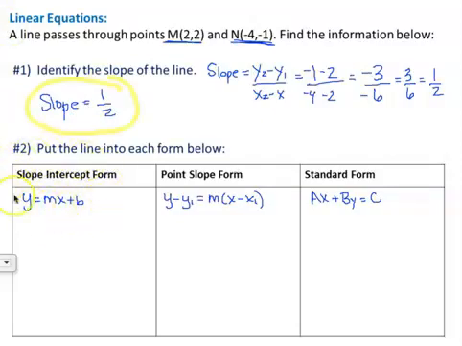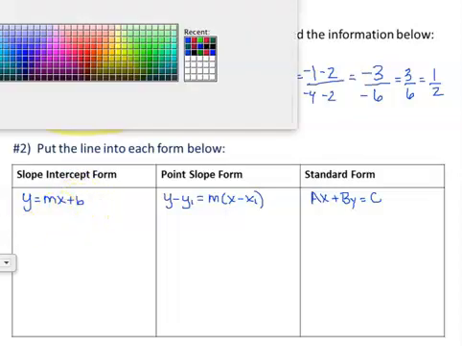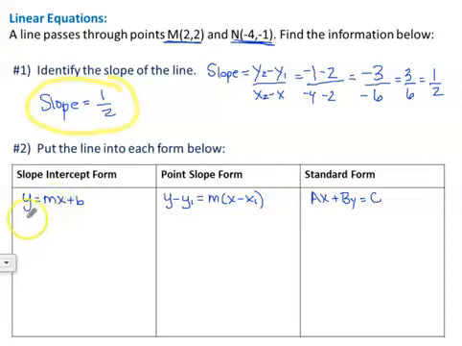So let's start with the slope-intercept form. We know the slope-intercept form is represented by y equals mx plus b, and we already know the slope, but we don't know the y-intercept. But we have enough information that we can plug into the equation to find the y-intercept. So what I'm going to do is choose one of my points. I know one of my points is 2, 2, so I'm going to plug it into this equation.